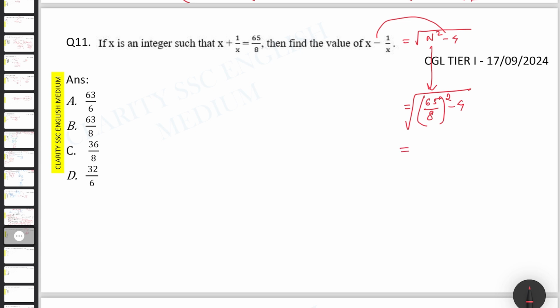So that's why I focus more on the deductions and the formulas. If you know how to deduce it, then the formula will not matter much in the long run. Let's see. It's root over 4225 minus, it's 64 into 4, obviously is 256.